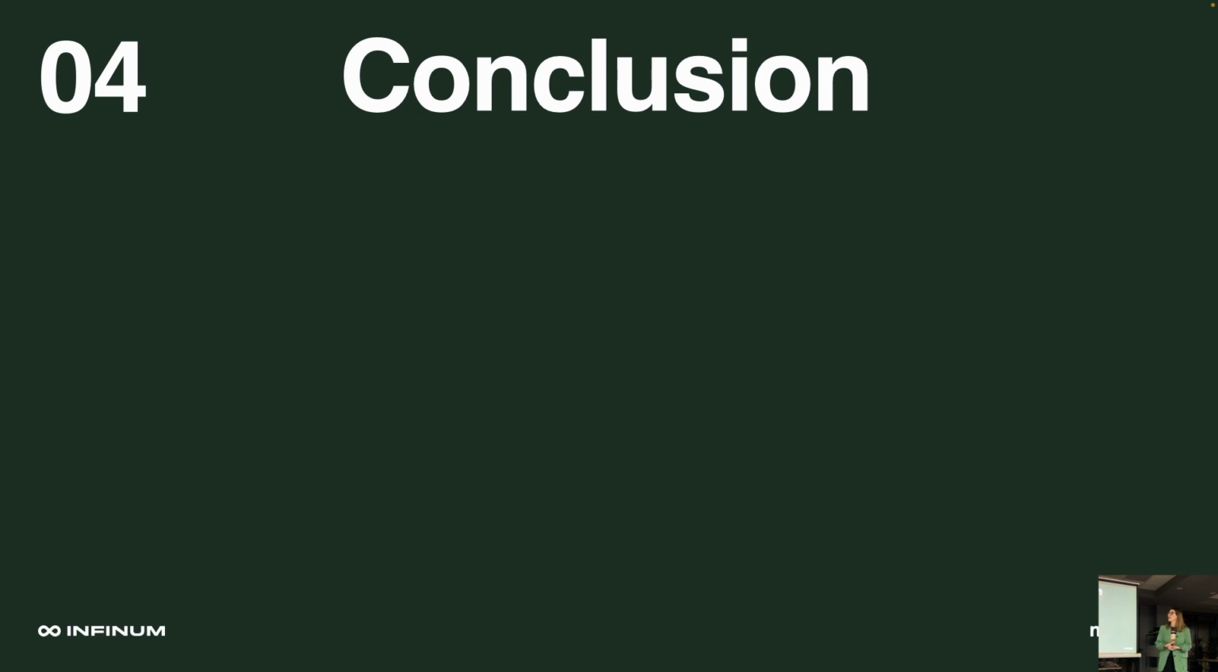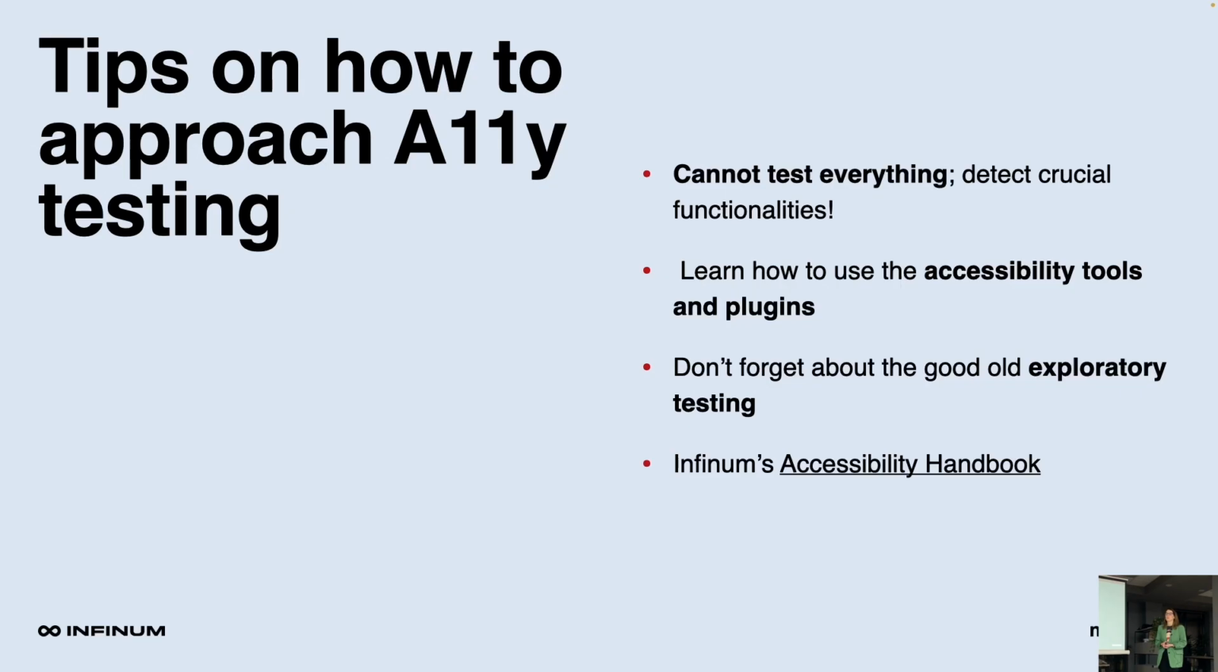Okay, and to conclude my presentation, I put some tips on how to approach accessibility testing. You basically have to decide what to test in your app. You cannot test everything. You have to detect some crucial flows that are used the most by the users of your app or of your website, and start with that.